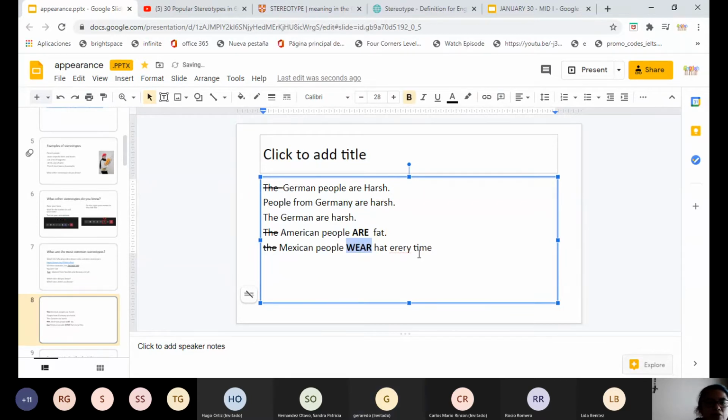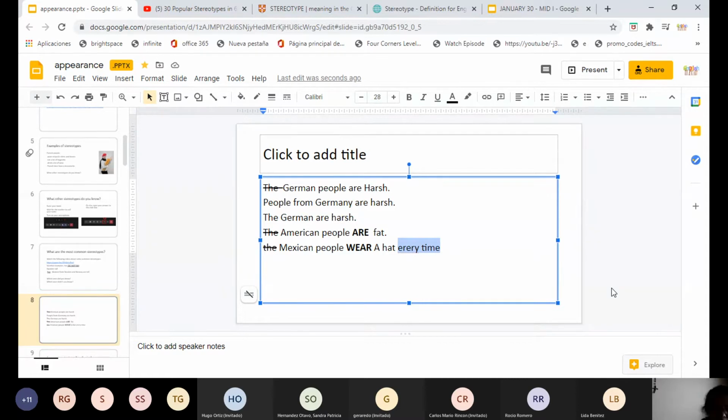¿Dónde? No, Gerardo. The A, right? Hagan de cuenta que la E es muda. Entonces pronunciamos wear. Mexican people wear a hat. A hat. Every time is possible?